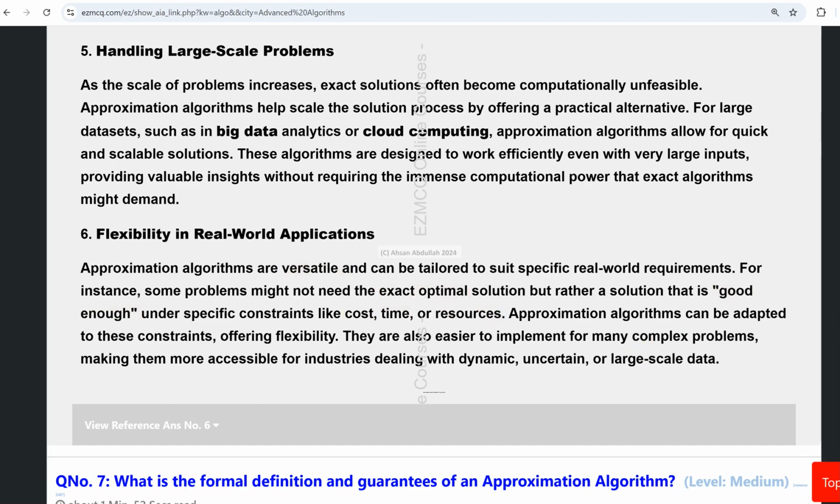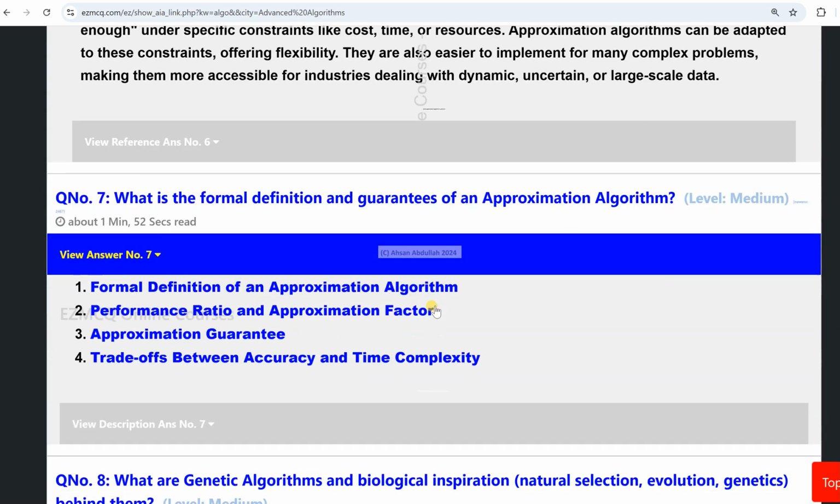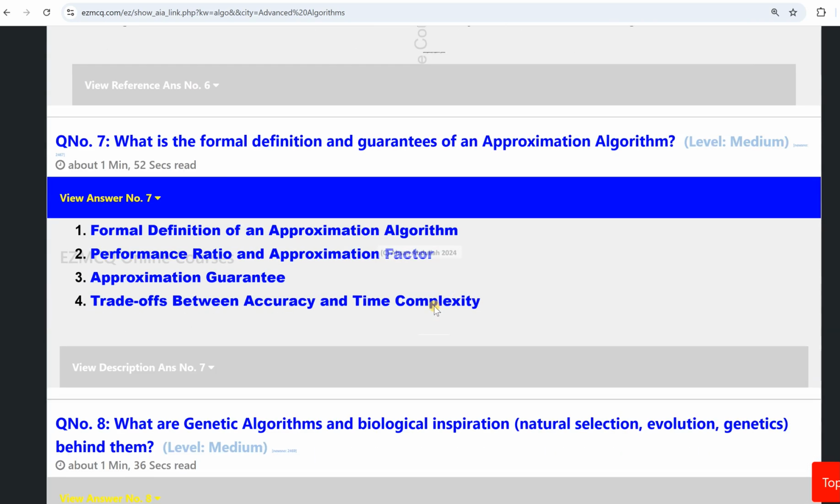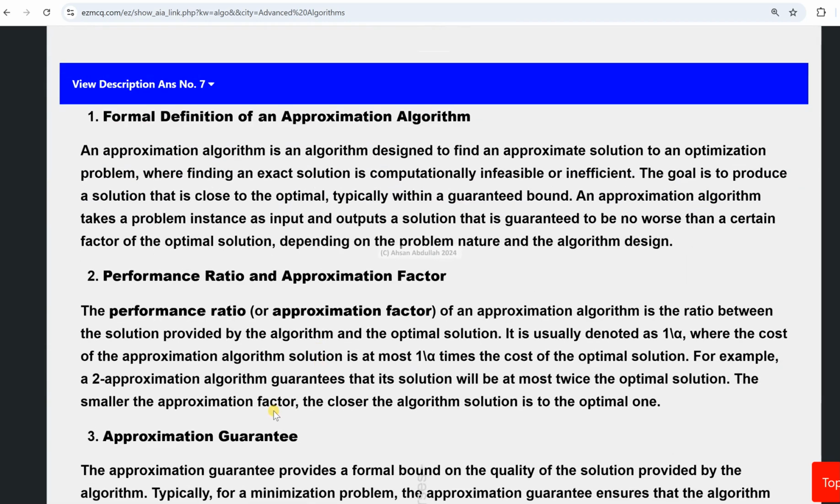Okay, so what is the formal definition and guarantees of an approximation algorithm? Let's look at the formal definition, and these definitions will clarify the entire concept. An approximation algorithm is designed to find not the exact solution to an optimization problem. Why? Because finding the exact solution is computationally infeasible. So they are designed to find an approximate solution, but it is not a heuristic.